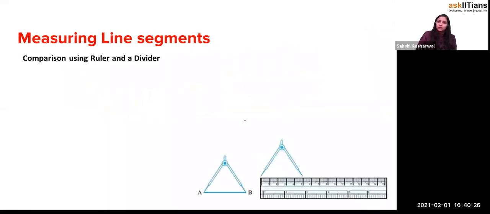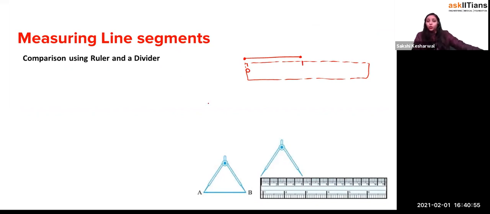Now coming to the third method, that is comparison by using rulers and dividers. Let us suppose you say, ma'am, if I have a line segment, I'm going to place my ruler over here. This is your ruler, and this is your zero. You put your zero over here, and then you measure the line segment by putting the ruler. But this is again only by ruler.